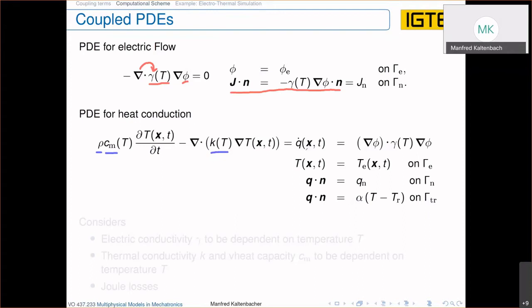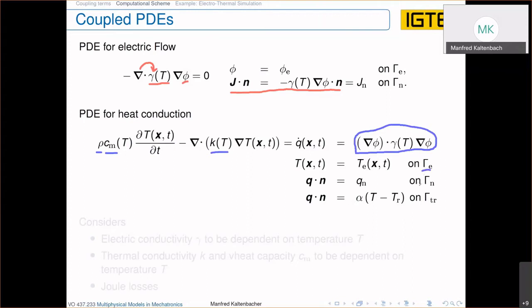And on the right hand side, we have here any heat production term in watt per cubic meter, which is in our case already expressed here by the scalar electric potential. So the classical joule losses we have within conductive bodies where a current J is flowing. And here we also can have our standard boundary condition that we prescribe on some boundary gamma E our temperature.